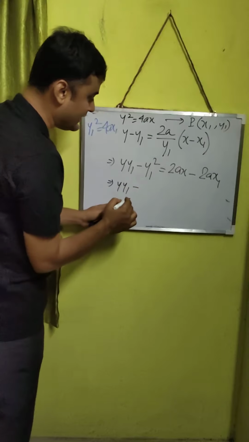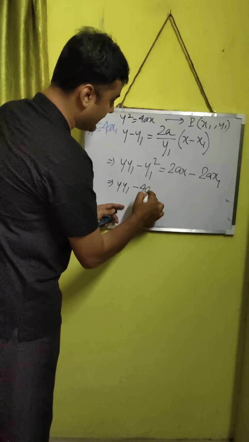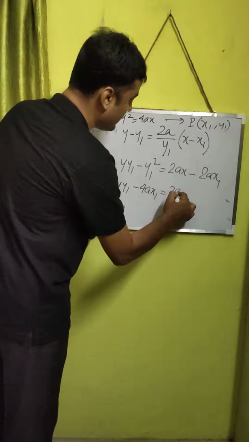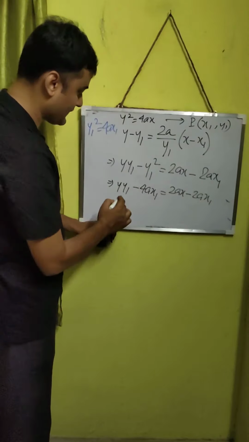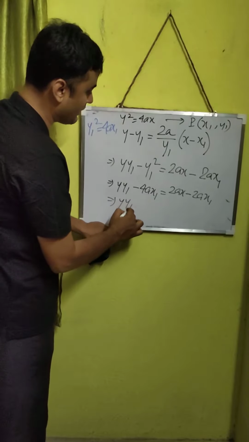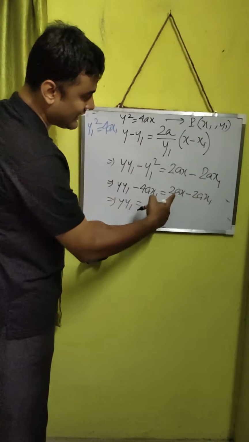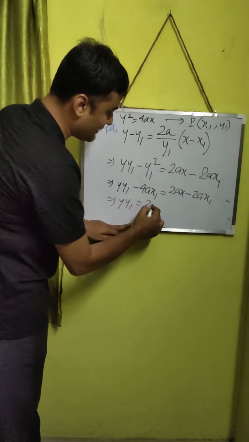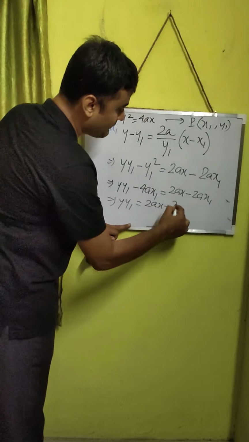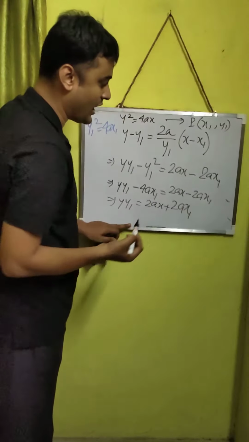y1 minus 4ax1 equal to 2ax minus 2ax1. Okay, this becomes y1 equal to, take this to that side, minus 2ax1 plus 4ax1. So that means you get 2ax plus 2ax1.